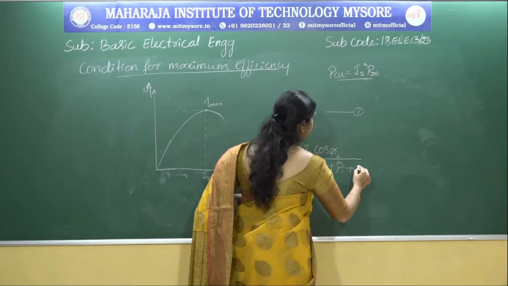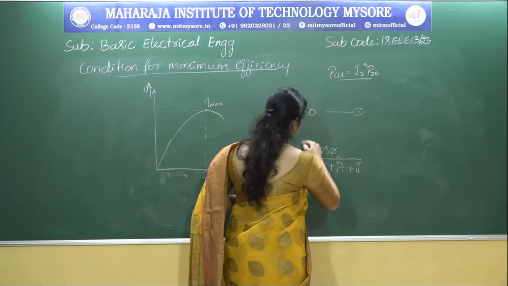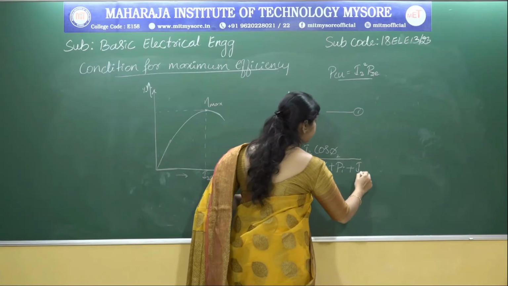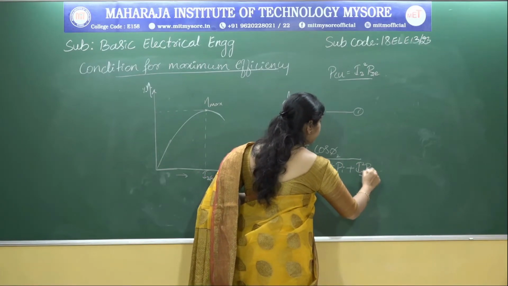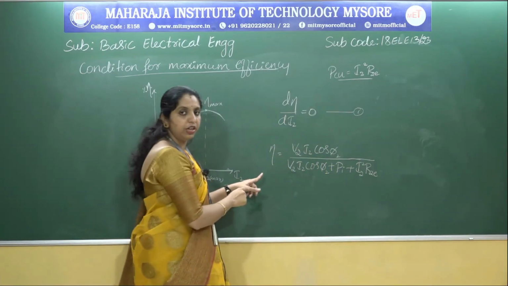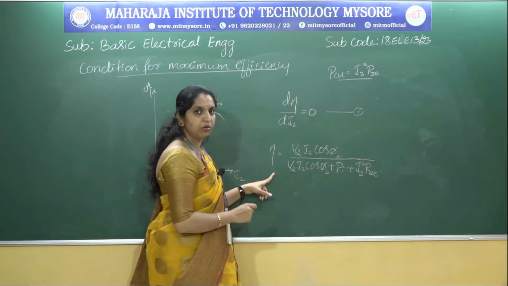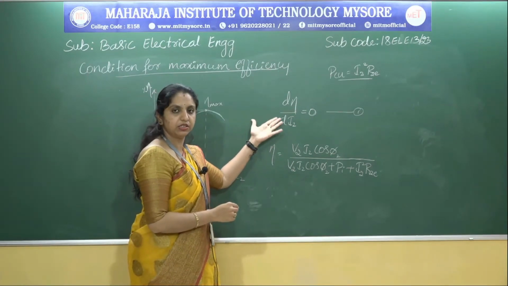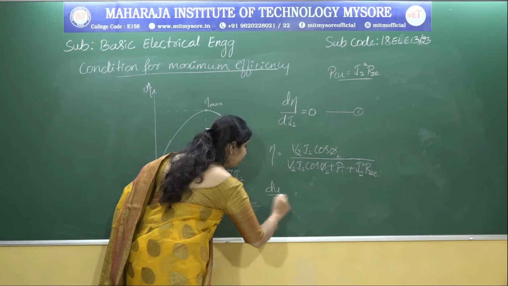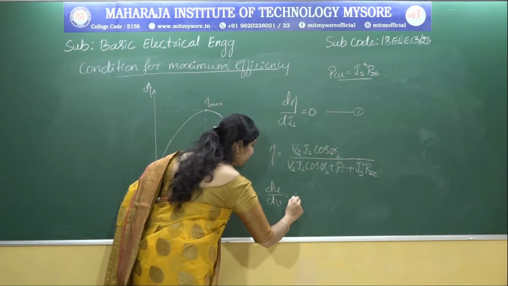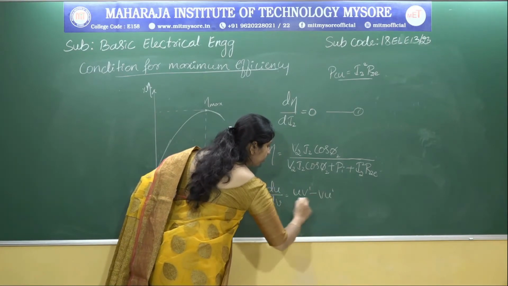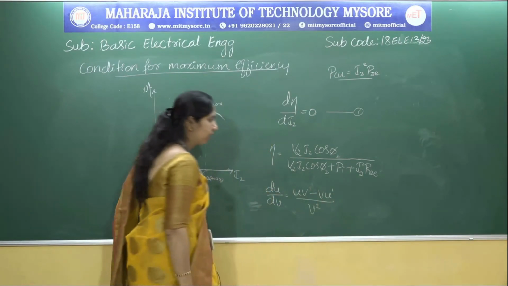I am writing the same equation here. Since we are differentiating with respect to I2, I am substituting PCU in terms of I2, so I2 square into R2E. Now we need to differentiate this expression with respect to I2. How can we differentiate this kind of equation? In differentiation you have already learned that d(u/v) is equal to (v u dash minus u v dash) divided by v square.